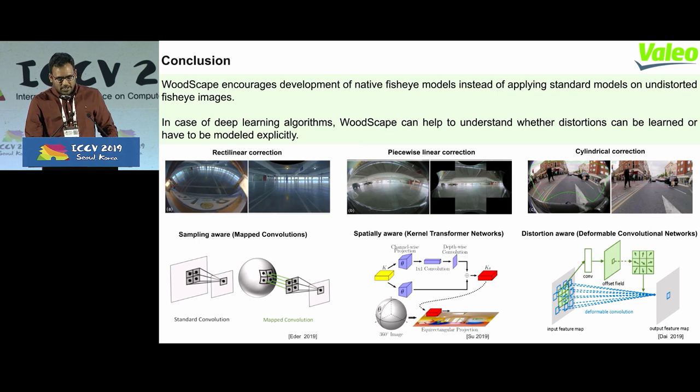We believe that the release of WoodScape encourages development of native fisheye models instead of applying standard models on undistorted fisheye images, because distortion correction modifies the scene structure as well as results in loss of field of view. In case of deep learning algorithms, WoodScape can help to understand whether the distortions can be learned or have to be modeled explicitly. We hope that the community will explore models that are sample aware, spatial aware, and distortion aware. We believe that fisheye images are not actually distorted images, because distortion means error. Fisheye images are valid projections, but require nonlinear manifold mapping instead of standard linear projections.